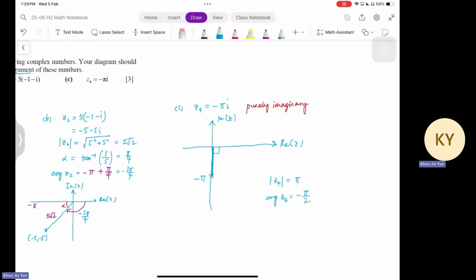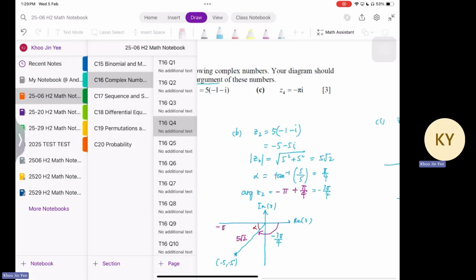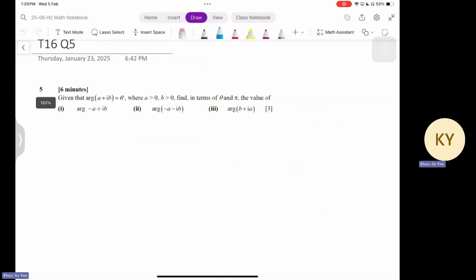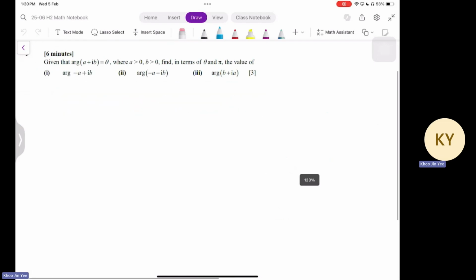Okay, so that's question 4. Questions for question 4? I think most of us are okay. Okay, 4 okay. 5 is the one that some of you may have problems with, but I think the majority are okay.